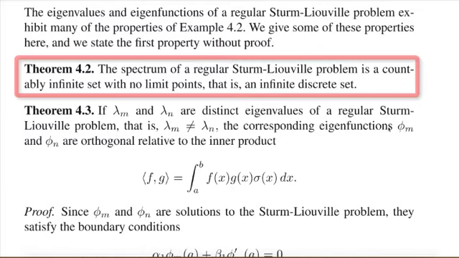So the spectrum, well, these were all the eigenvalues lambda n. The spectrum of a regular Sturm-Liouville problem is a countable infinite set with no limit points. That is an infinite discrete set. What does this mean? Well, okay, let's draw a little tiny picture here.